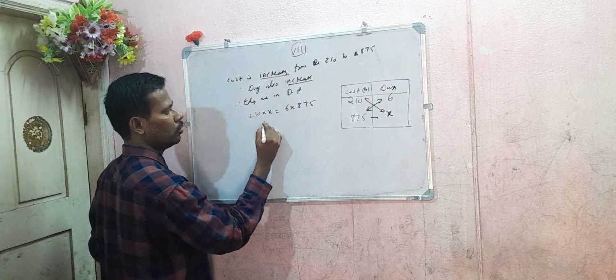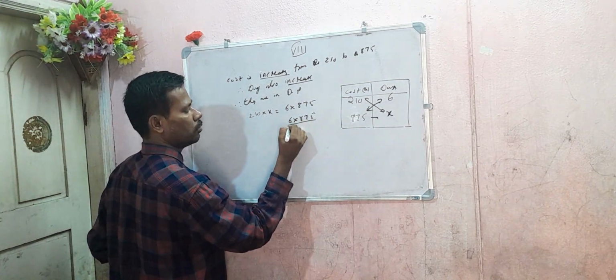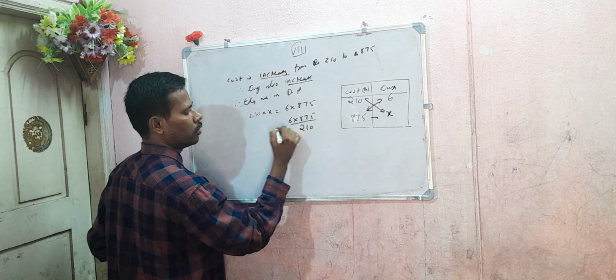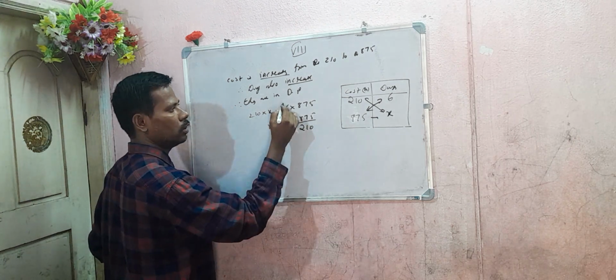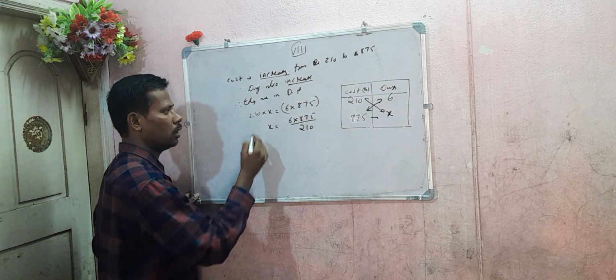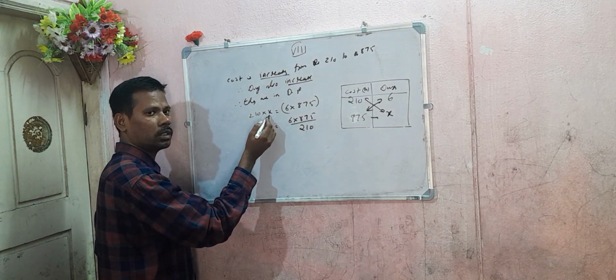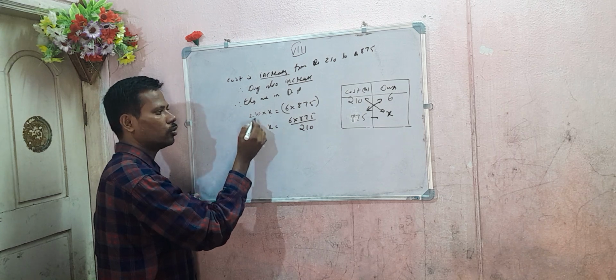Right. Now 6 into 875, write it as this. This one, the product, you should never change. Only the other thing you should change: the other part, the coefficient attached with the variable x, 210.